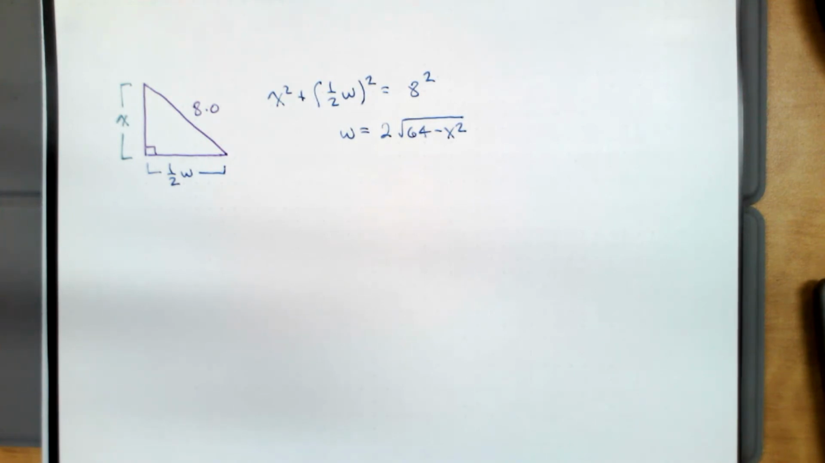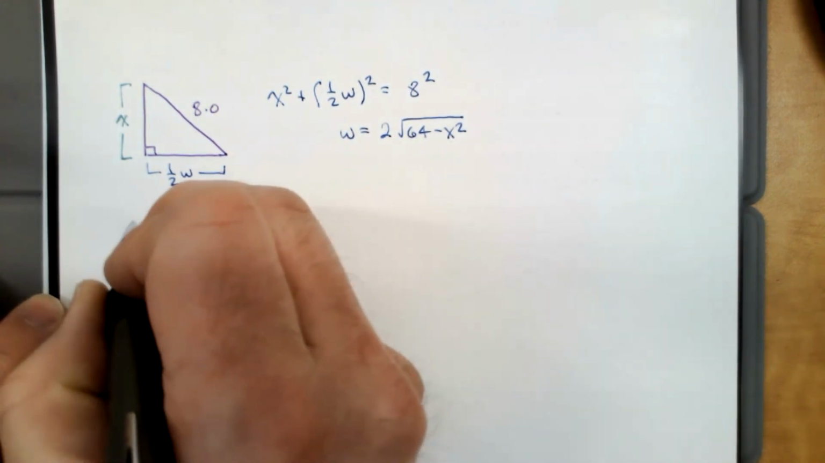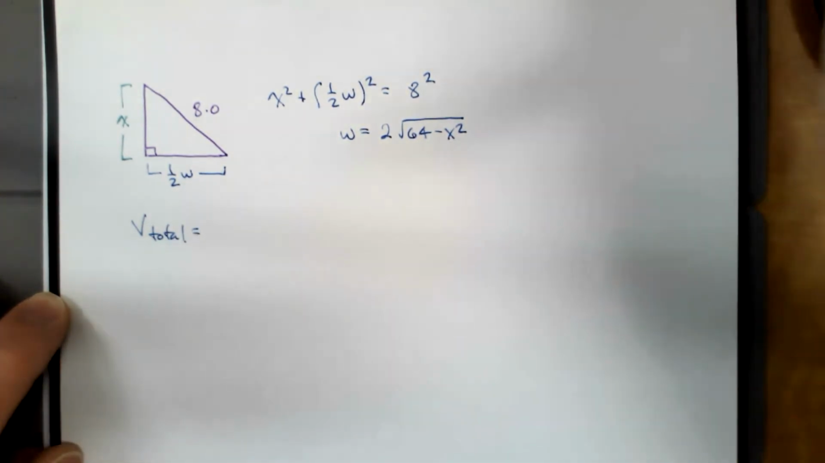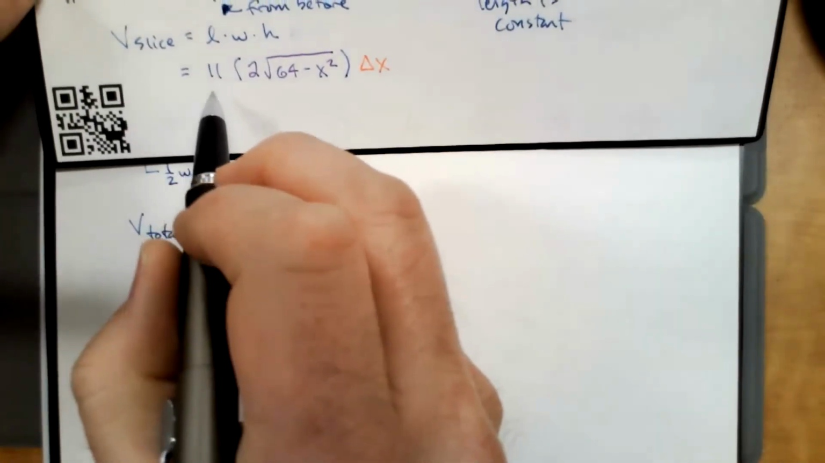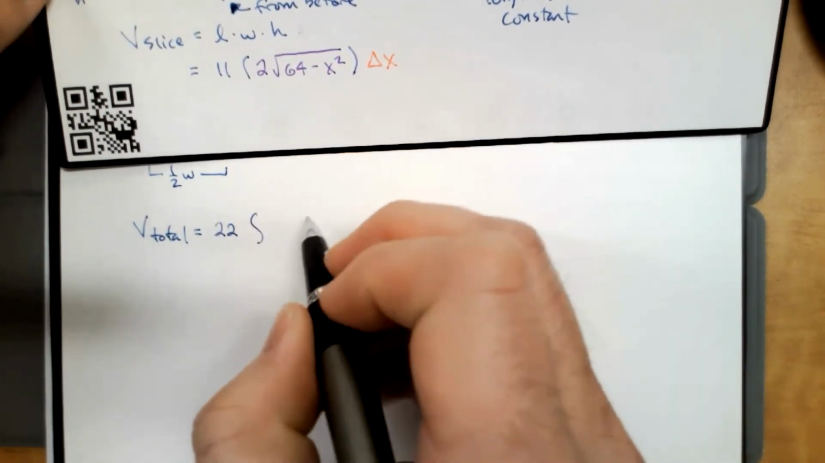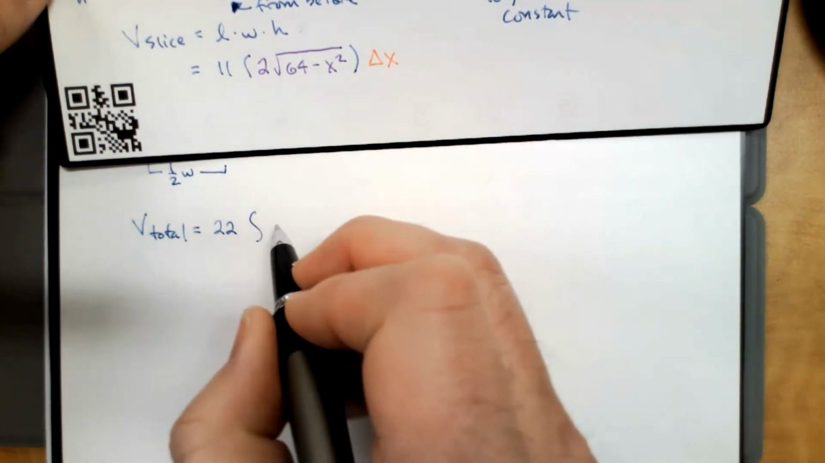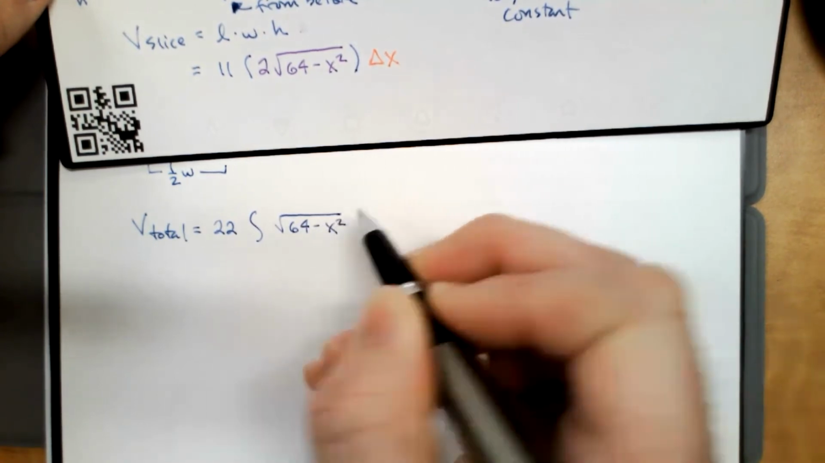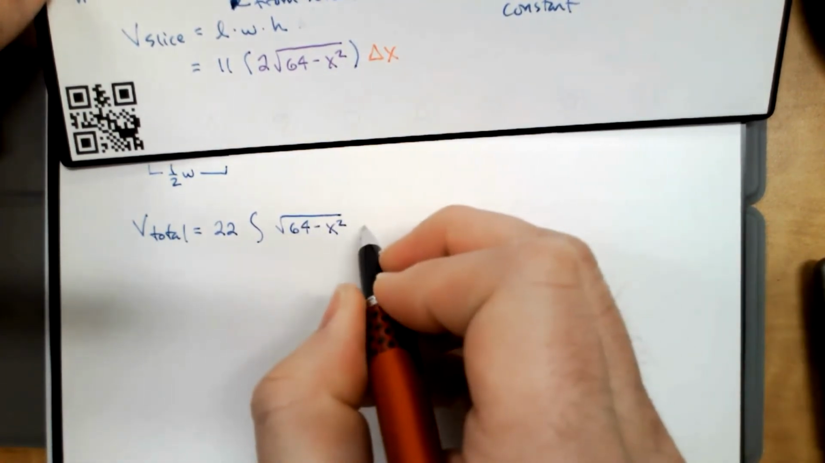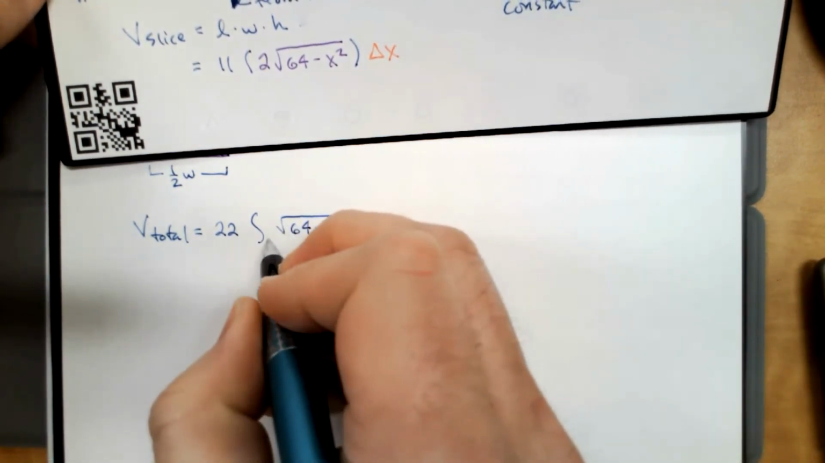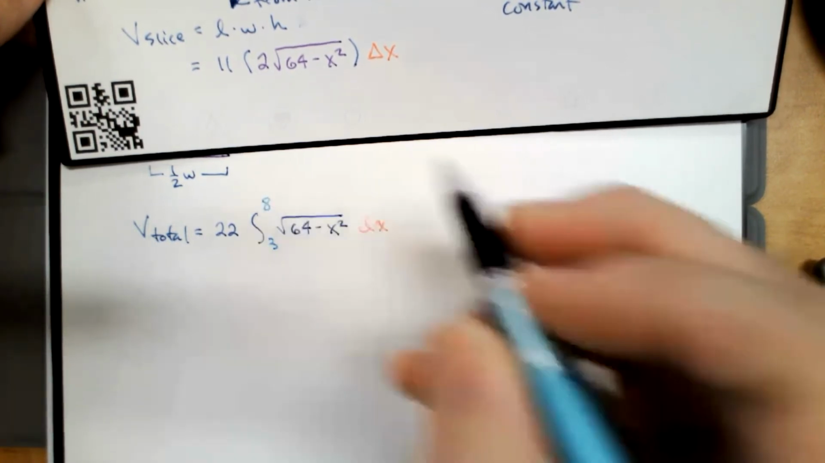Now we just need to add up all the values into a definite integral. And so our total volume, I have the 1/2 and the 2. I'm going to pull both of those out and have just 2 times the integral of the square root of 64 minus x squared. Notice that the square root is not getting squared out here. My discrete delta x becomes a continuous dx. And we still only integrate where there's water, from 3 to 8.